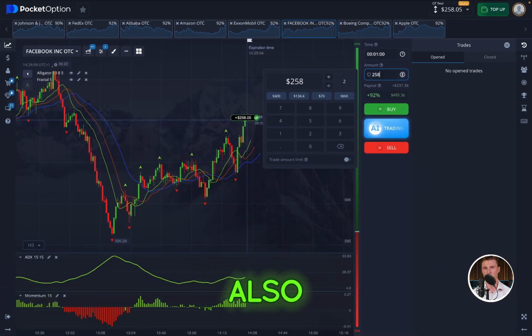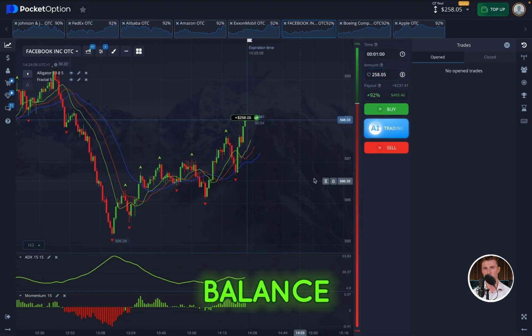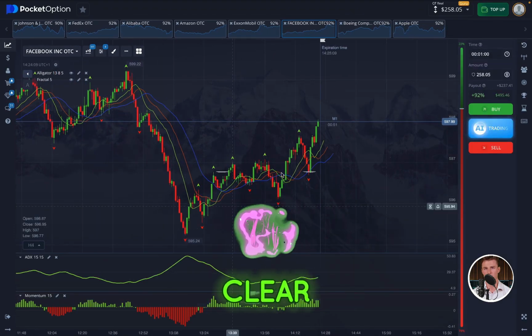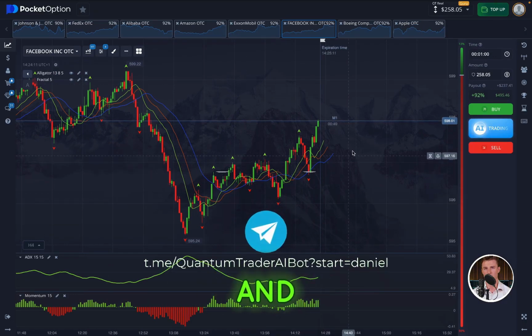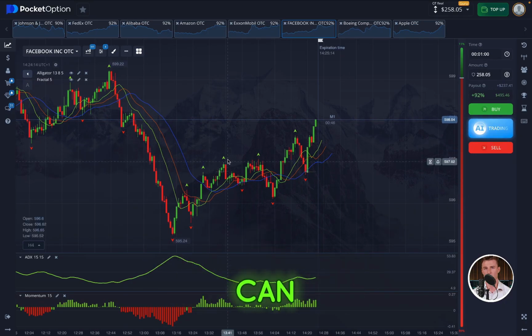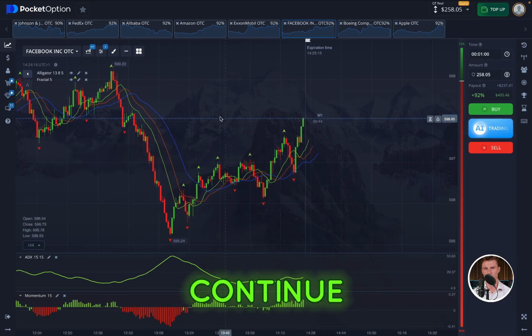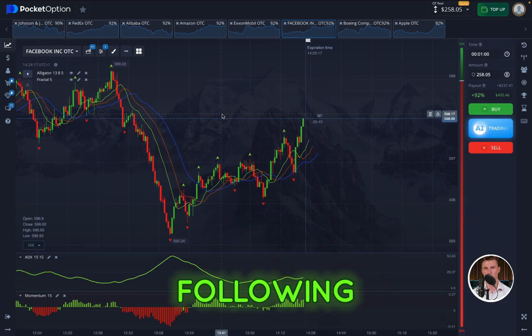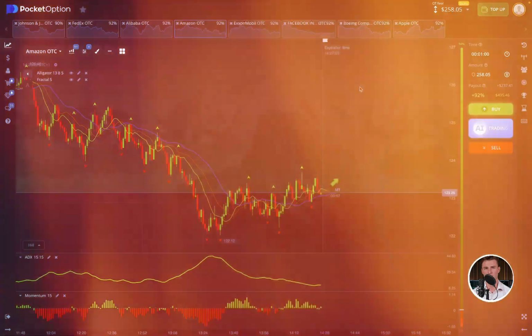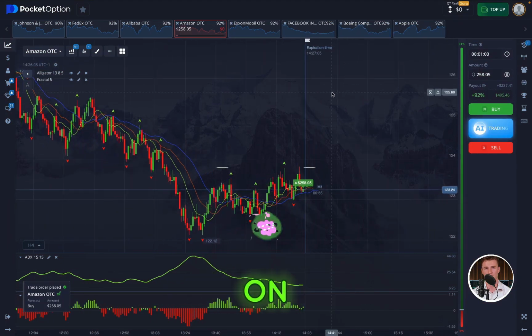Further opening is also carried out on the full amount of the balance, without the right to make a mistake. I think everything was very clear, I tried to explain in detail, and in such situations, you can open similar trades. Let's continue trading and pick up the following asset. Let's try to open a position on the upside here.